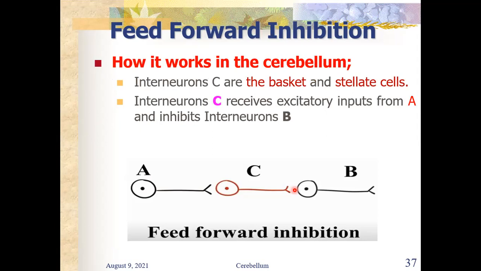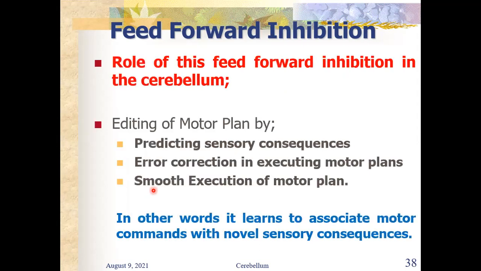While the interneuron C in the middle here receives excitatory input from interneuron A, it sends inhibitory feed-forward to interneuron B. So we have the feeding forward of negative impulses to interneuron B, while the C receives excitatory impulses from interneuron A. So what is the role of this feed-forward inhibition? What is its importance in the cerebellum?